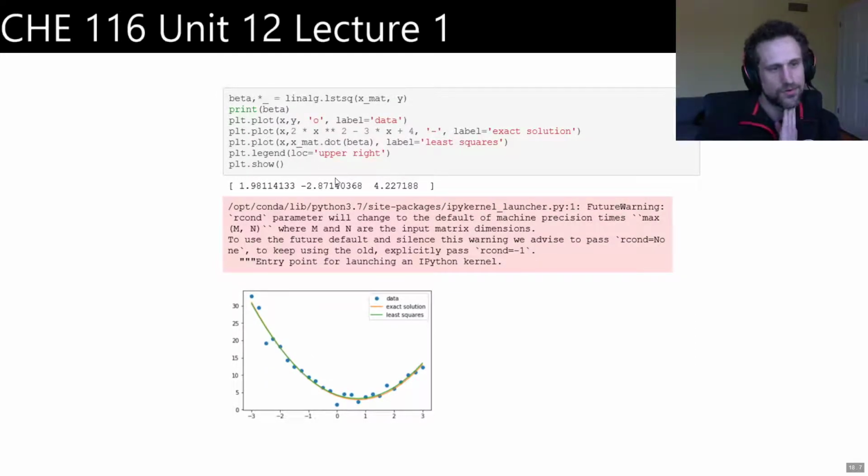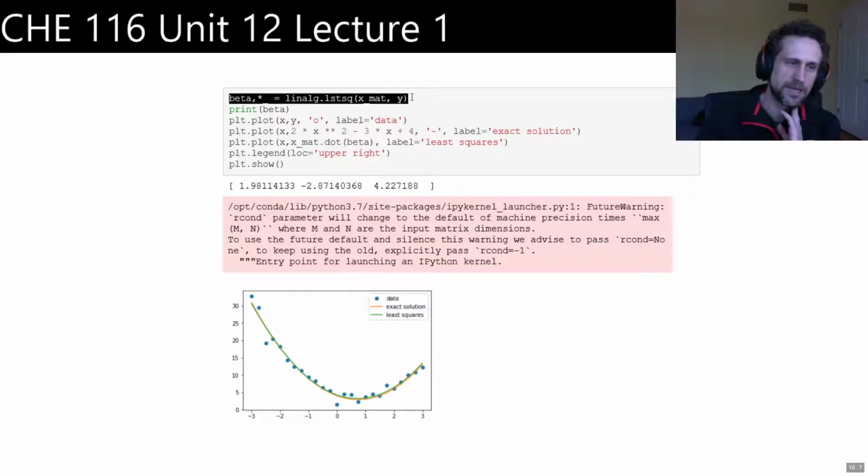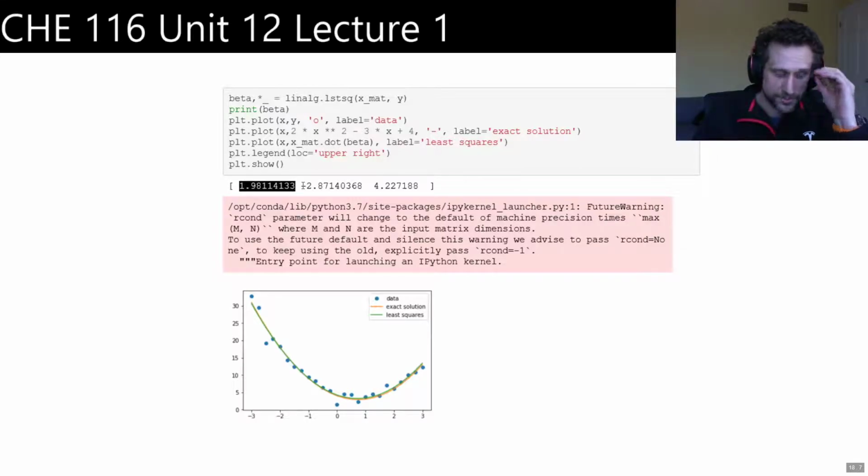Okay, so here I am computing my betas. Notice it's just one line of code. And then here are my fit coefficients. So my x squared term is 2, my x term is minus 2.9, and my beta naught, my intercept, is 4.2. And here I'm plotting it. So I did xmat, the X matrix, times my coefficients. And so you can see in green, this is my fit. And you can see the fit is actually quite good.